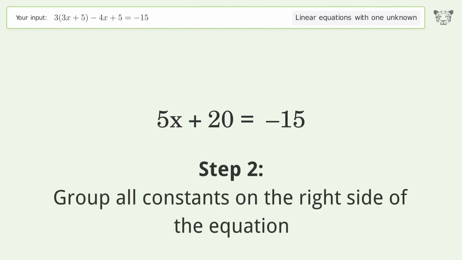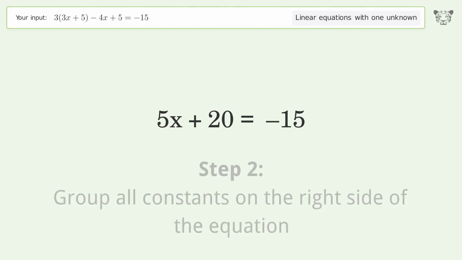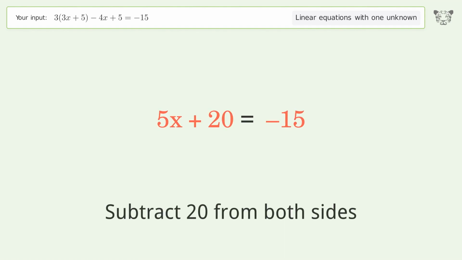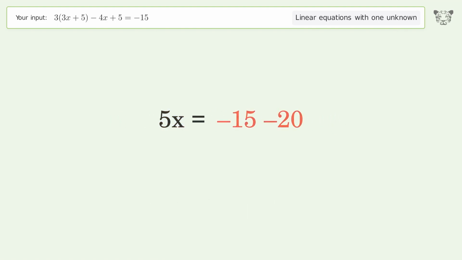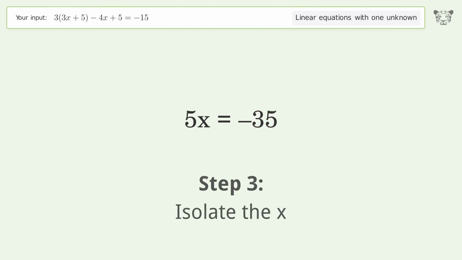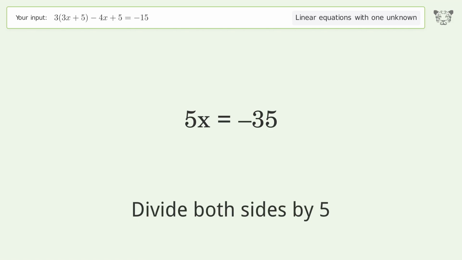Group all constants on the right side of the equation. Subtract 20 from both sides. Simplify the arithmetic. Isolate the x. Divide both sides by 5.